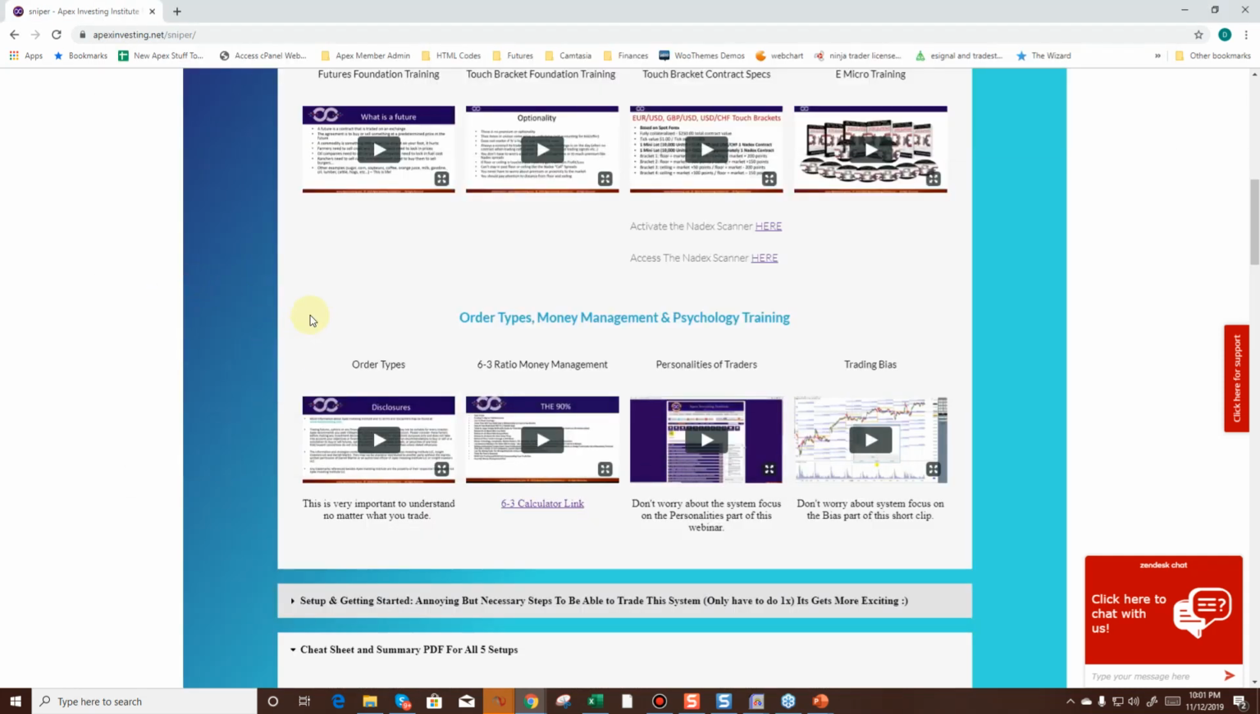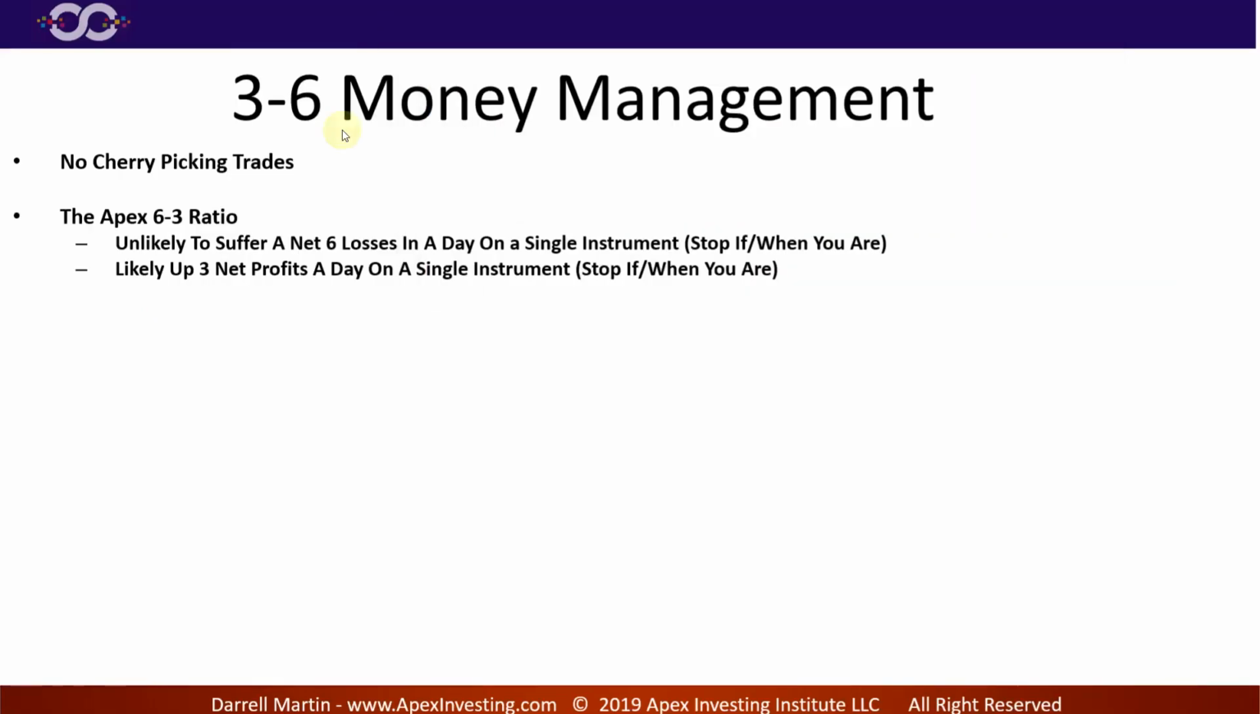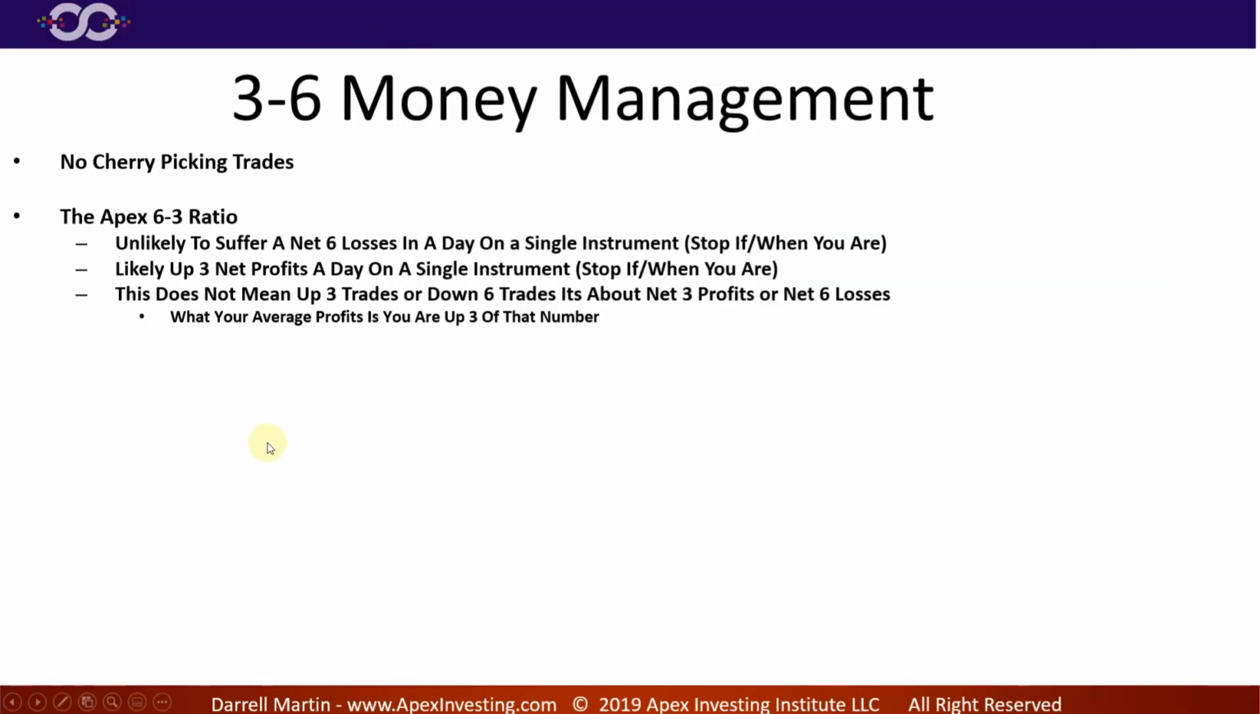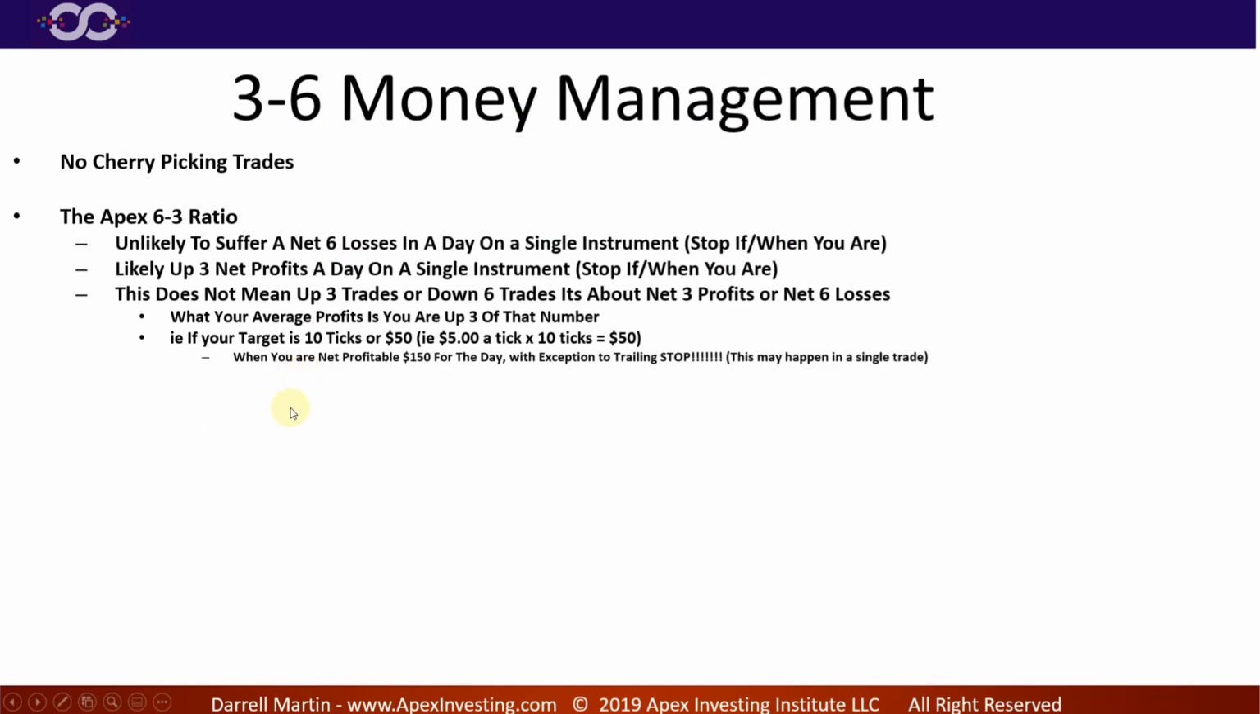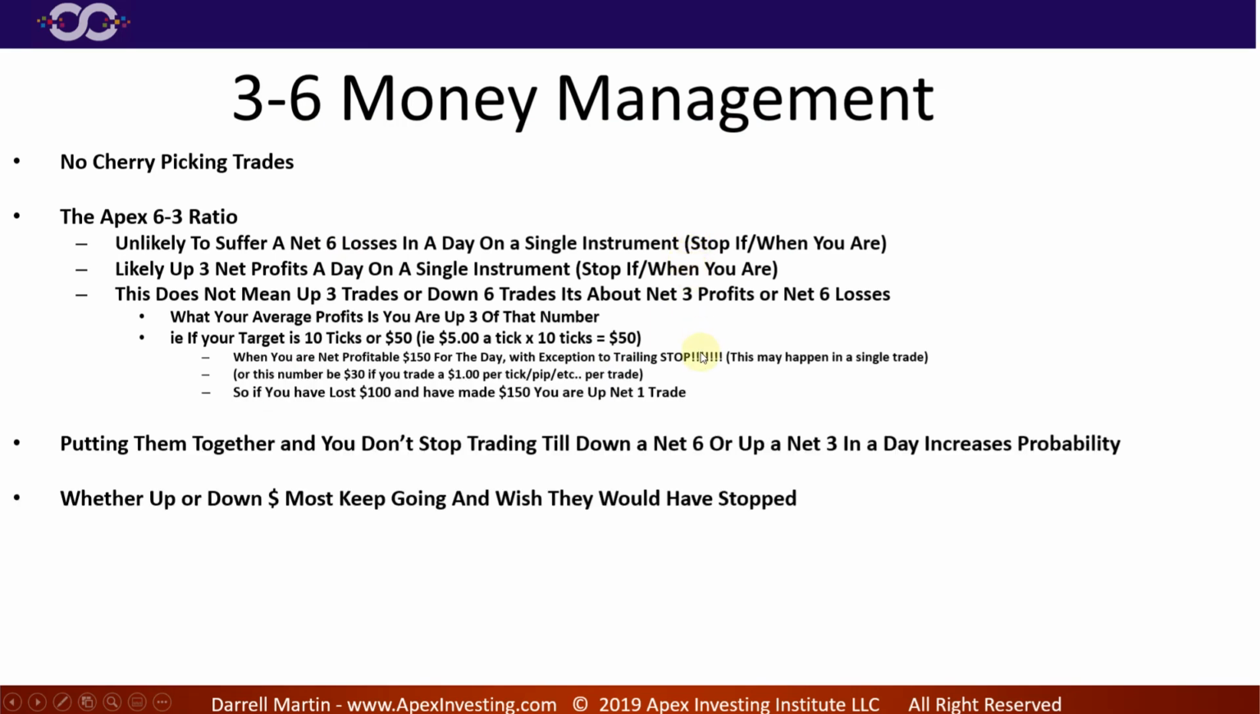But anyways, so that's the 6-3 money management. Likely to be up 3, less likely to be down 6. And I know that's not perfect. It doesn't sound like risk reward that makes sense. It's about probabilities, okay? We pretty much went over all that going into the calculator.